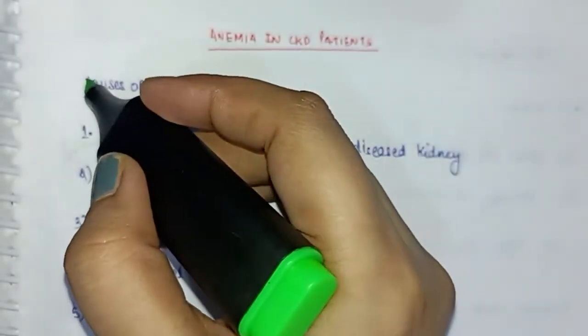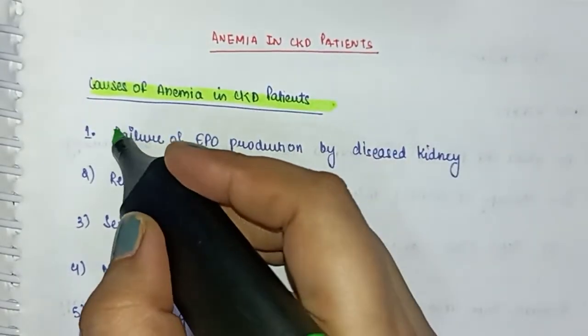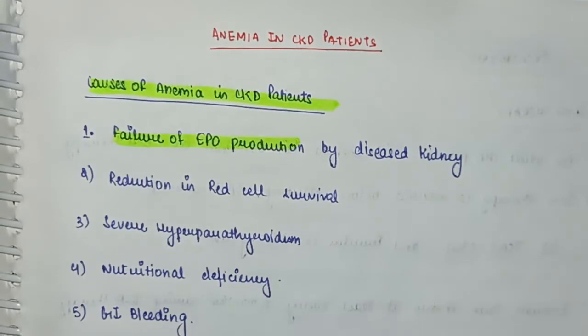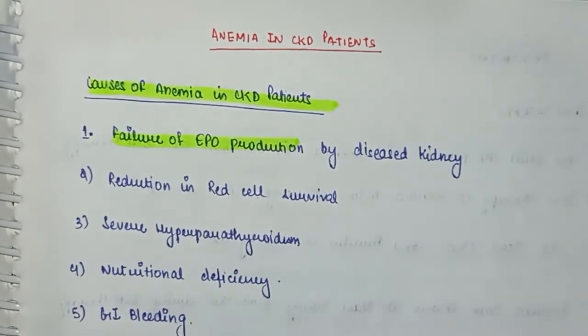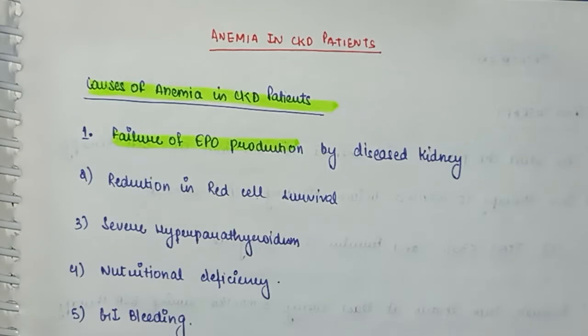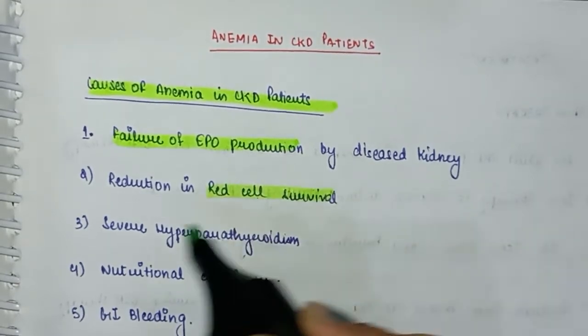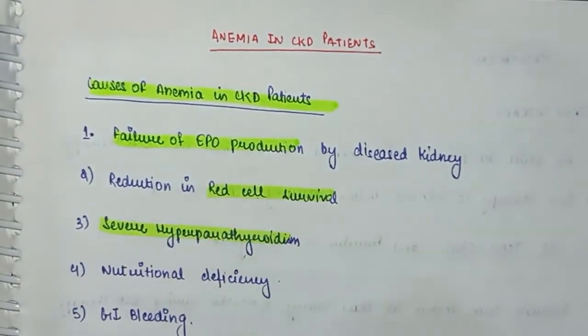One of the most important causes is failure of erythropoietin production by the diseased kidney. As we all know, erythropoietin is very essential for erythropoiesis. So failure of erythropoietin production by the diseased kidney is one of the most important causes of anemia in CKD patients. There are many other causes which also contribute, like reduction in red cell survival. Severe hyperparathyroidism also suppresses the bone marrow.